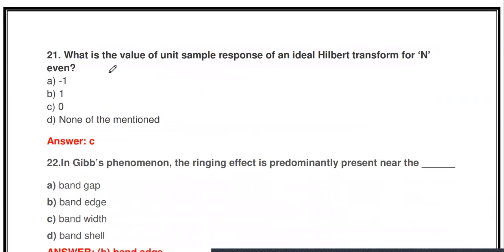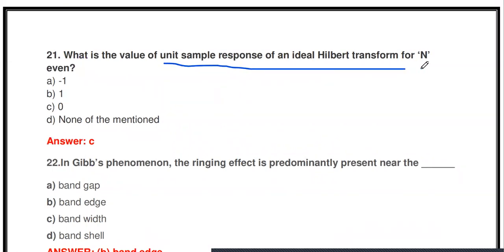The next one, what is the value of the unit sample response of an ideal Hilbert transform for n even? For n even, the value of the unit sample response of the Hilbert transform is 0.